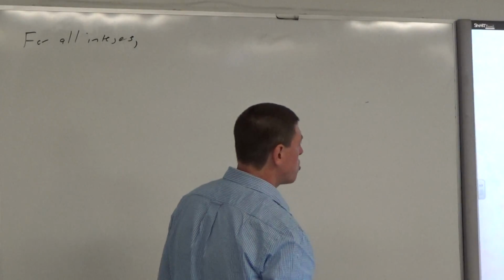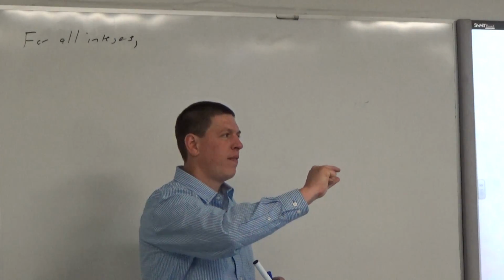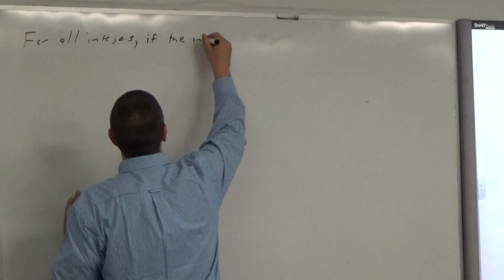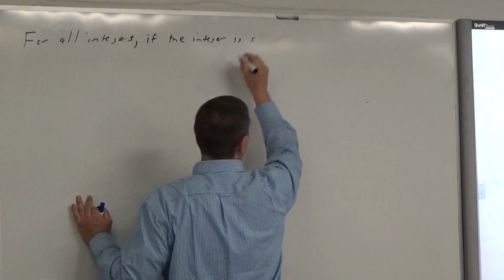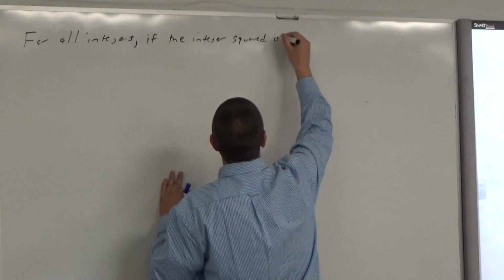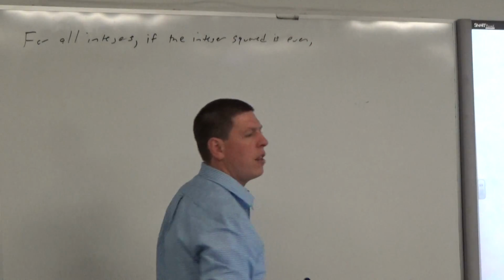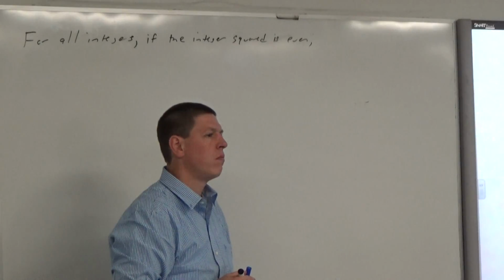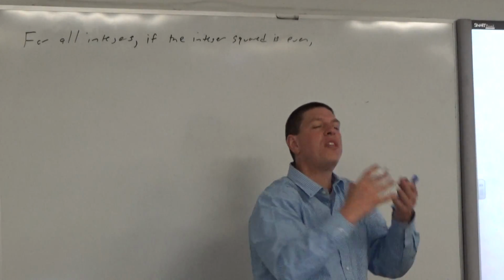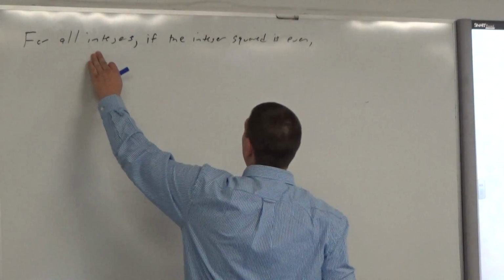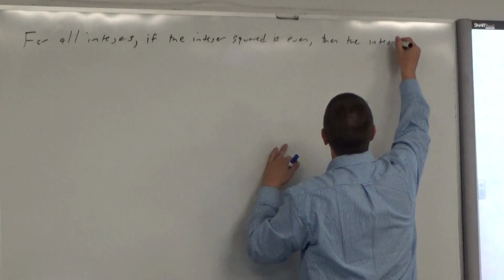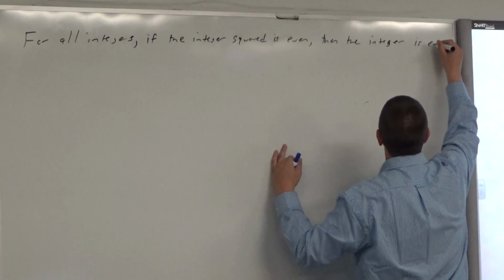So for all integers, then what? If the integer is squared, or if the integer squared is even, sorry. So if the integer squared is even, then what, guys? The integer is then even. Good. Okay. So we just want to make sure that we replace x with what the actual name of it is. So for all integers, if the integer squared is even, then the integer is even as well, or we could just say is even, okay?